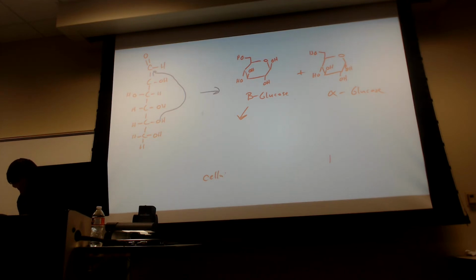And how is cellulose formed? Is it a 1,4-alpha bond? It's 1,4 with beta glucose. When we have a 1,4-beta linkage, that's what cellulose is.